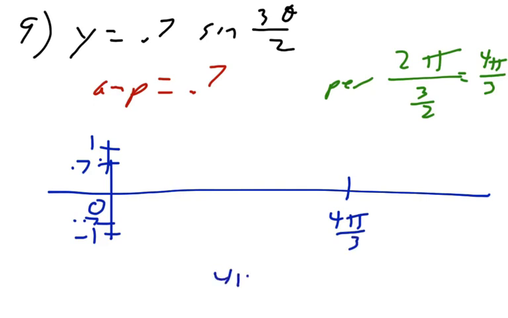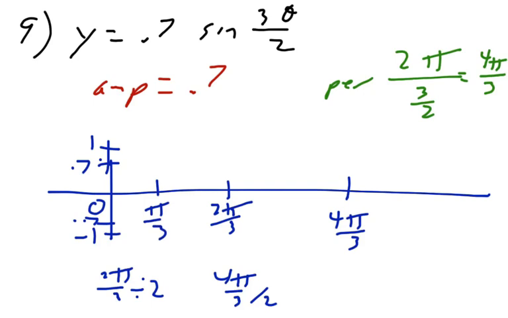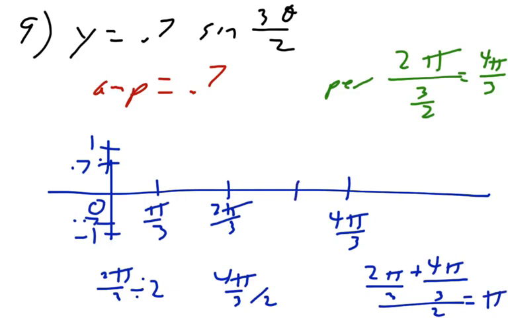Well, 4 pi over 3 divided by 2 is 2 pi over 3. 2 pi over 3 divided by 2 is 1 pi over 3, and 2 pi plus 4 pi, both of them over 3, divided by 2 equals 1, so we got regular old pi in the middle. Because we have a sine this time, we start at 0, 0.